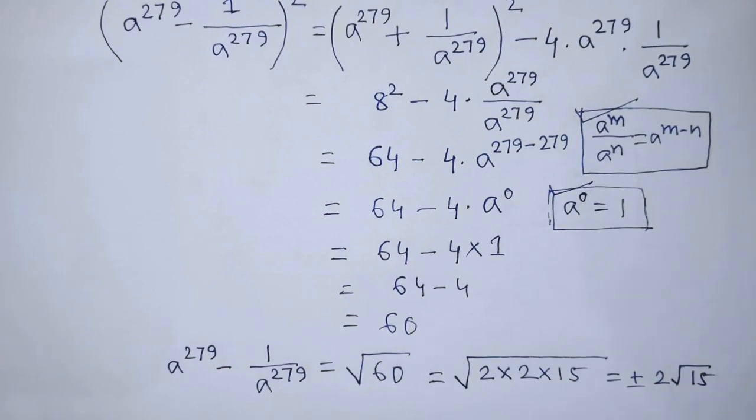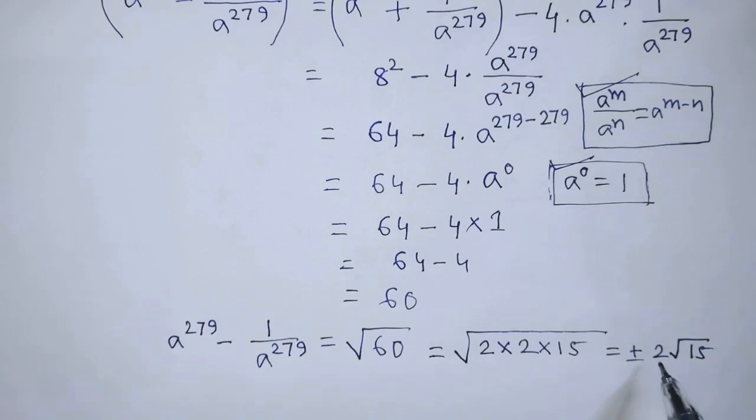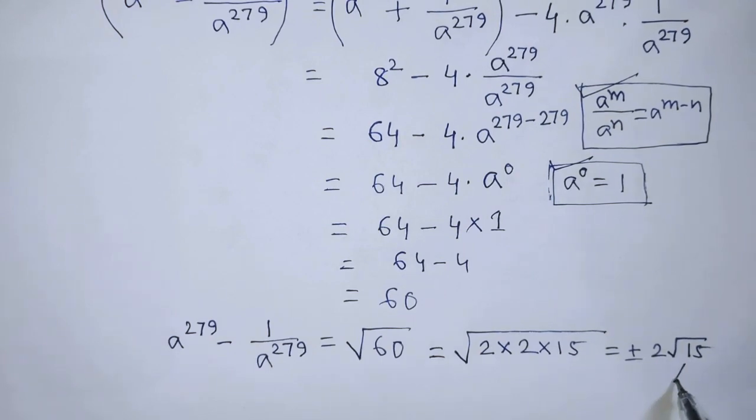So student, the value of a to the power 279 minus 1 over a to the power 279 is plus minus 2 square root of 15. So this is our final answer. So student, our answer is complete.